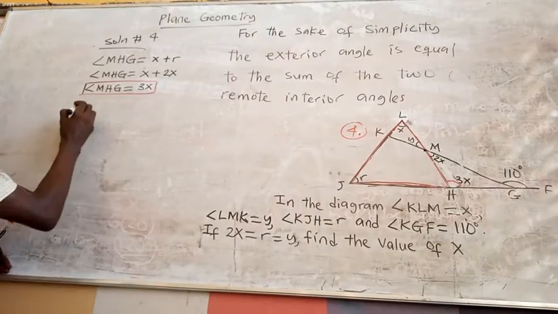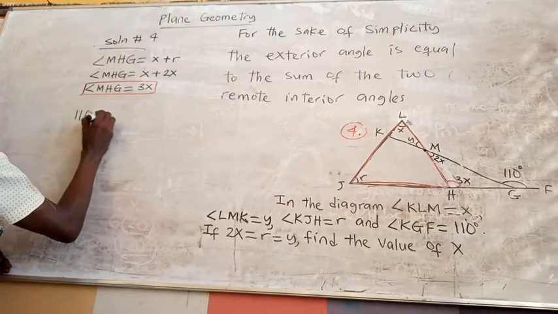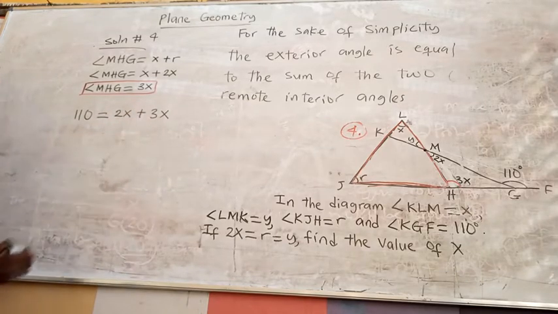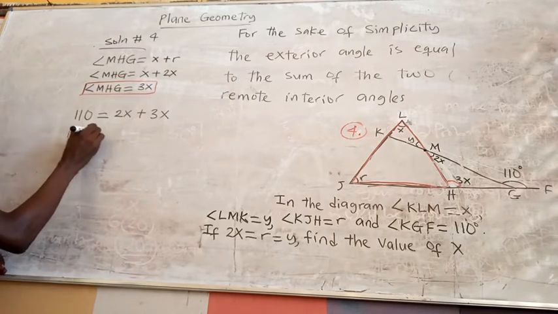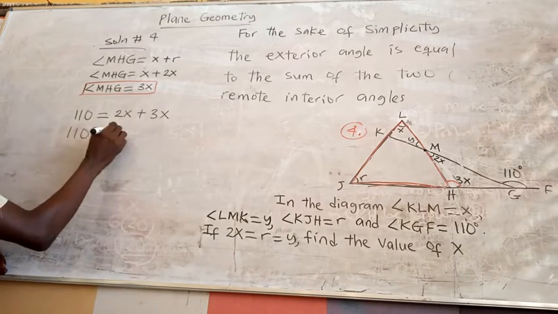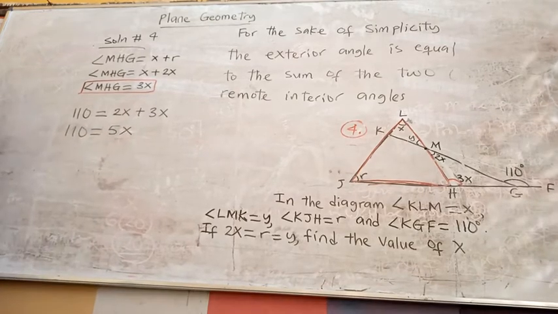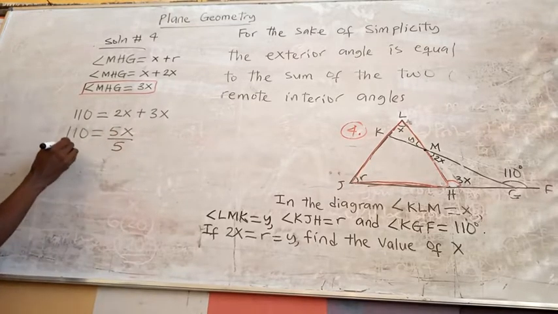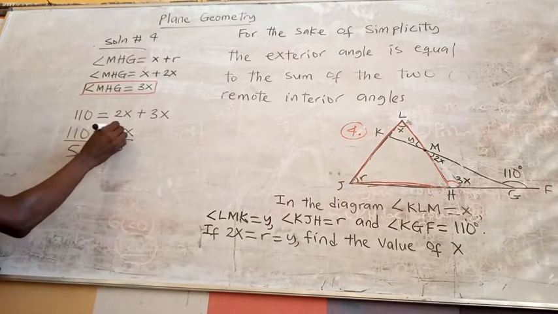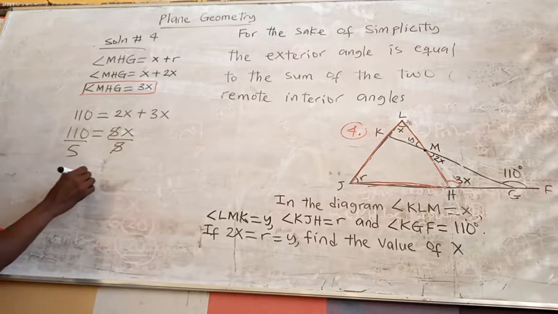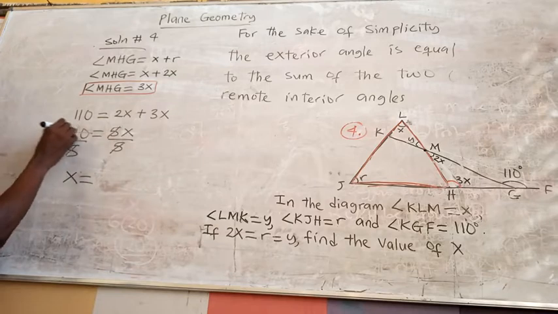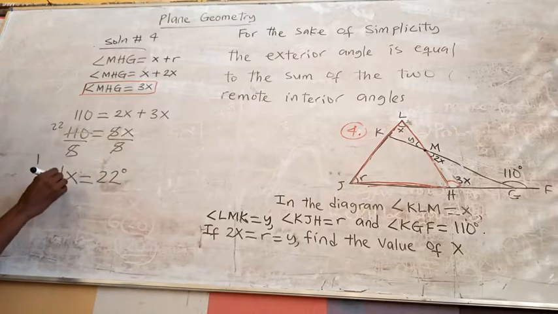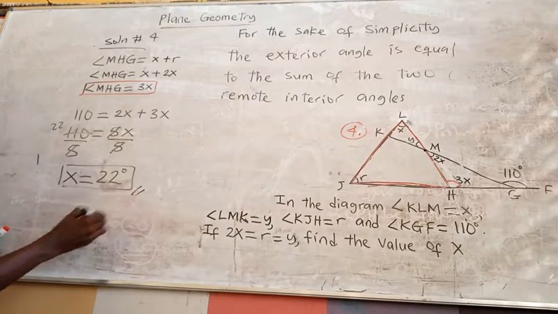So we have 110 is equal to 2x plus 3x, which gives us 5x. We want to find x because we are asked to find the value of x, so we divide both sides by 5. 110 divided by 5 gives 22. So x is equal to 22 degrees. So this is the value of x.